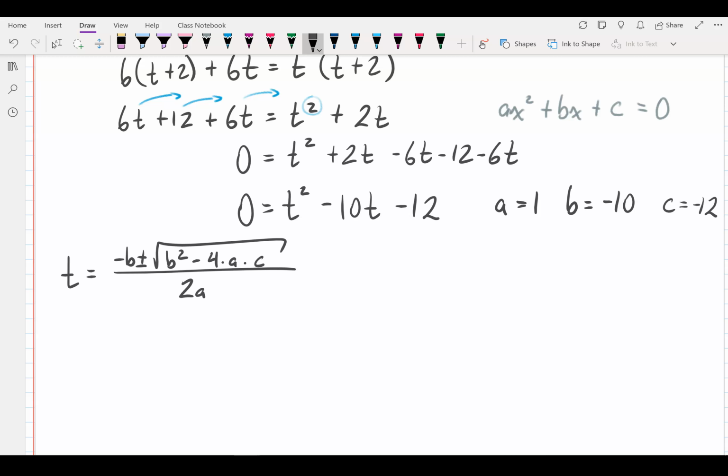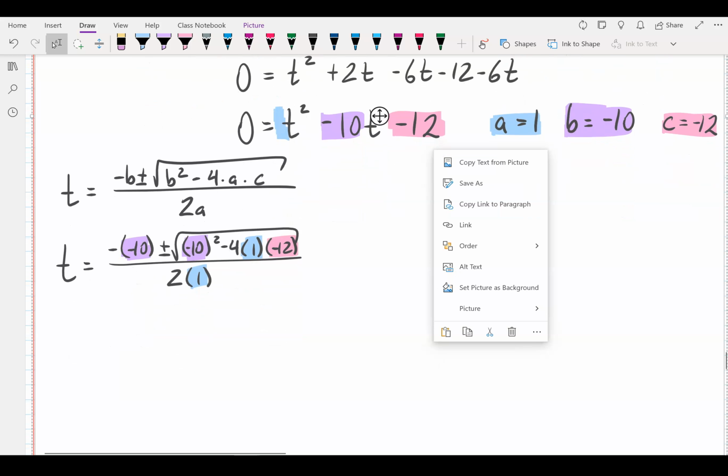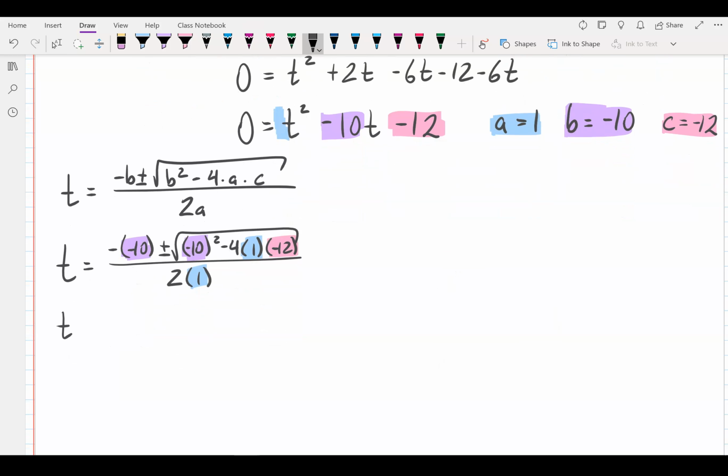Just a reminder of what the quadratic formula is. Be very careful to put in the correct coefficients. There we go. And if you're really careful, this is what you should get. Okay? Make sure you calculate out that radical as carefully as you can. You should get plus or minus square root of 148.